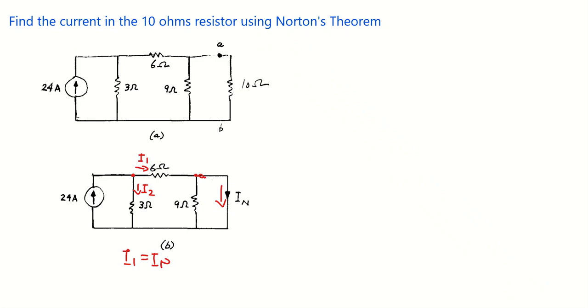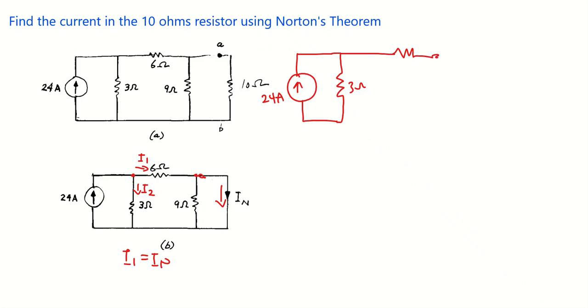So in redrawing the circuit, you're going to have something like this. You have the current source here, which is the 24 amperes current source, and then you have the 3 ohms here, and then you have 6 ohms here. Oh, let me redraw this again.